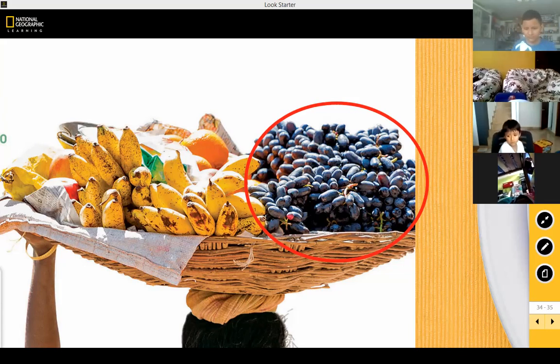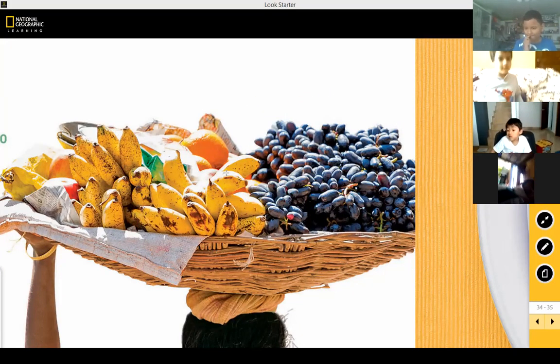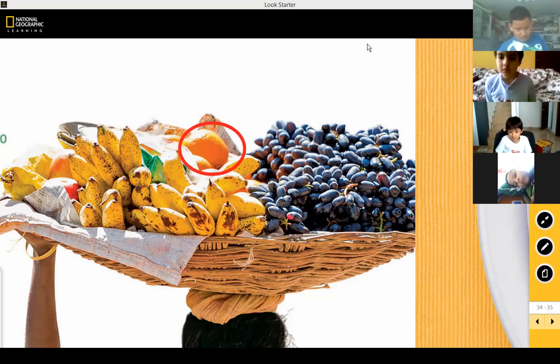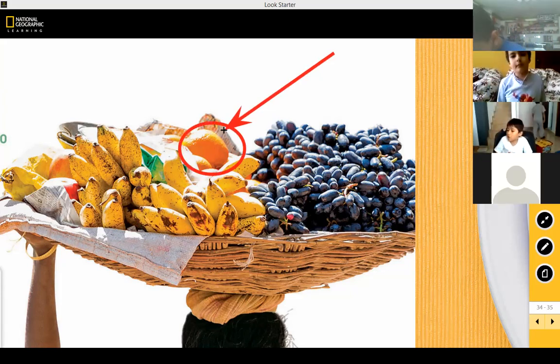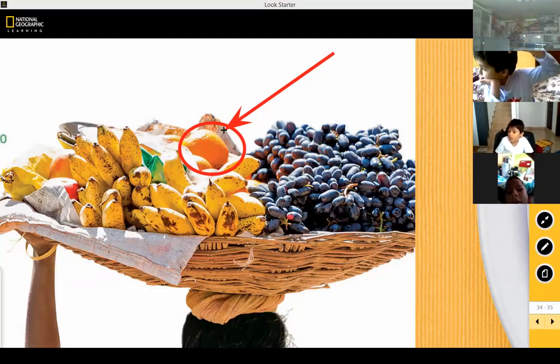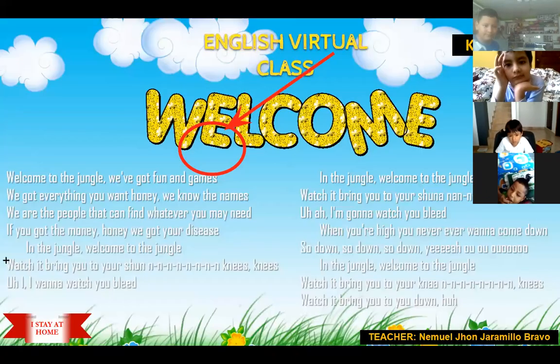Yo mejor respondo. These are... Grapes, yeah? What are these, Adrián? Grapes. And finally, Benny, you are going to tell me. What's this, Benny? Naranja. Orange, así como el color, orange.